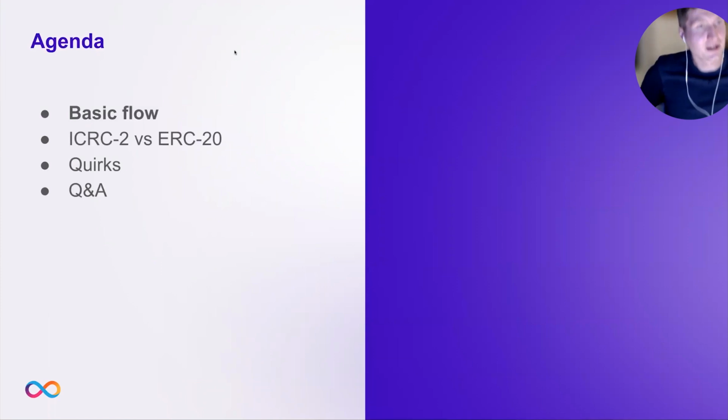So let's jump in. First, we will look at the basic flow, how all the methods interact, what all the parties involved in the flow are, and so on. Then we will look at the difference between the ICRC-20 semantics and ICRC-2 semantics, and why we decided to change some things. Then we'll look at small quirks in the specification that we found while working on the reference implementation, and then there will be a Q&A session.